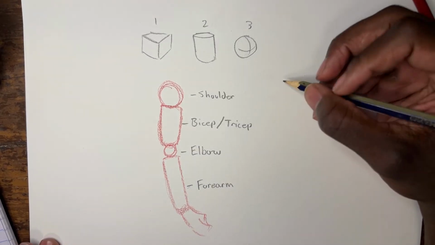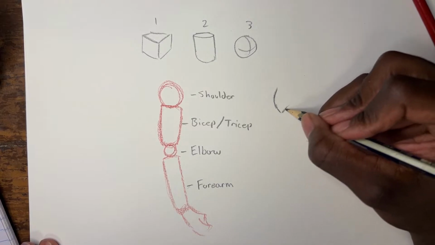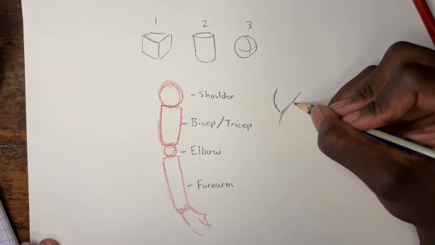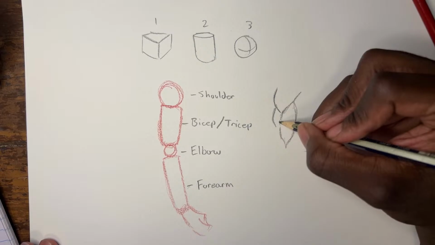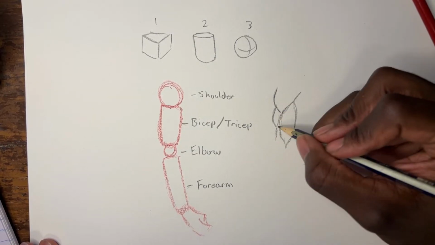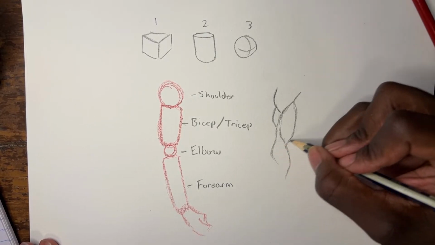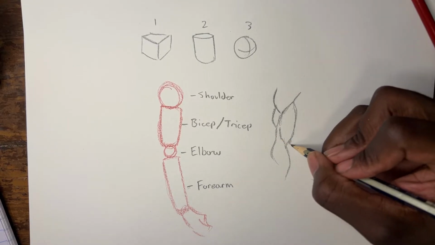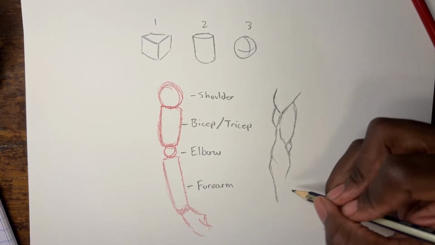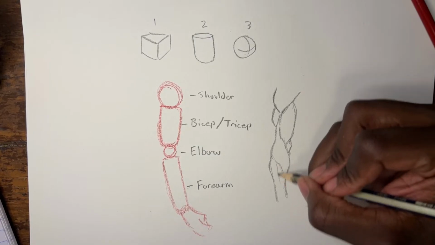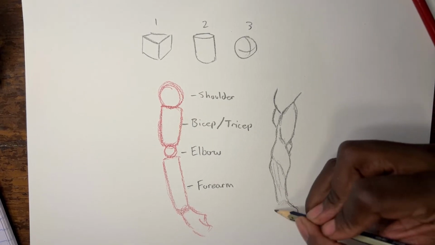So let's say that you want to go through and now draw an arm, you can take this understanding and here we have the bicep, right? The tricep here. And the forearm. The elbow would be right in this area. And we'll just add these muscles into there. There we go. And we have the hand here.